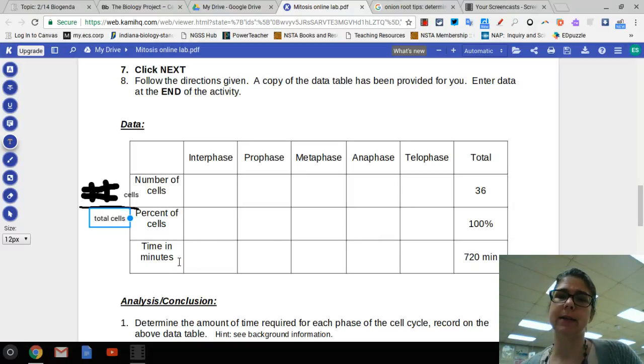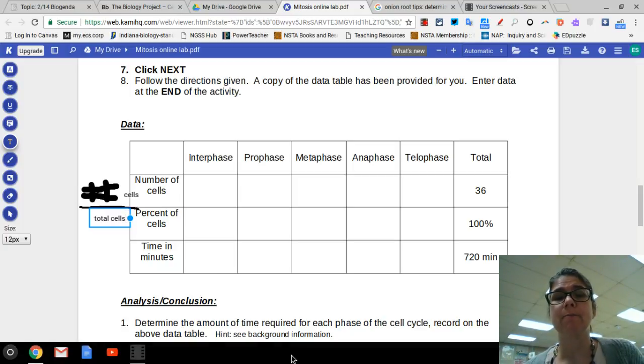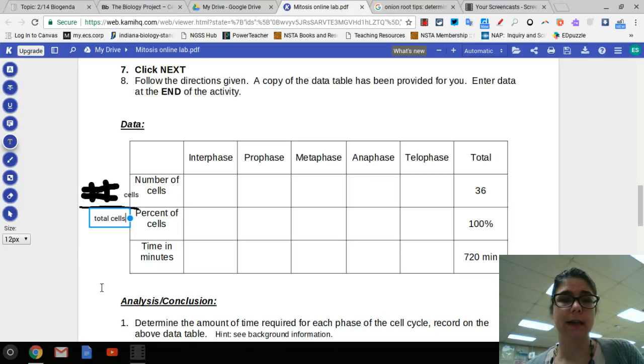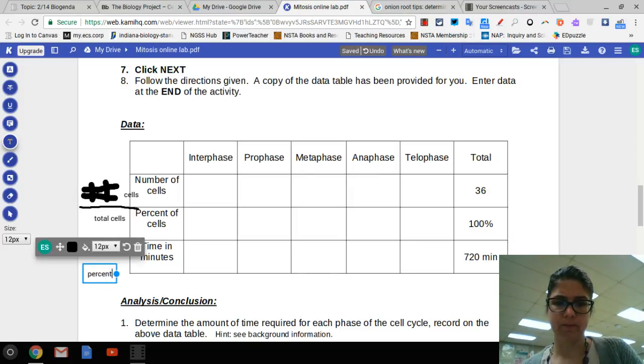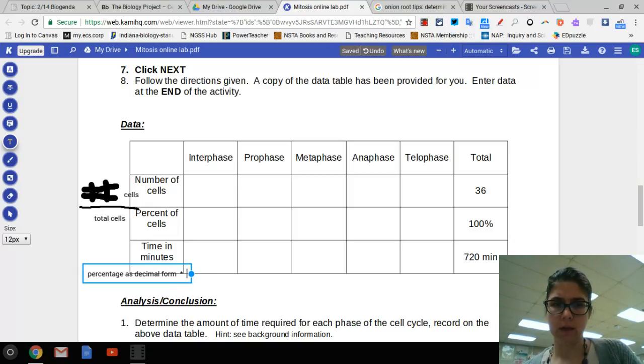Now, to do time in minutes, on page 1 it tells you that the total cell cycle of an onion root is about 720 minutes, or 12 hours. To figure out the amount of time actually spent in interphase or prophase, you take whatever you got here in decimal form times 720. So you take your percentage in decimal form and multiply it by 720 minutes.